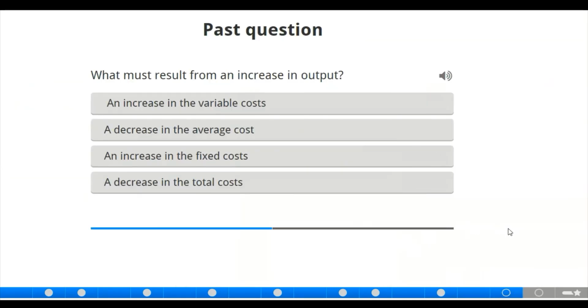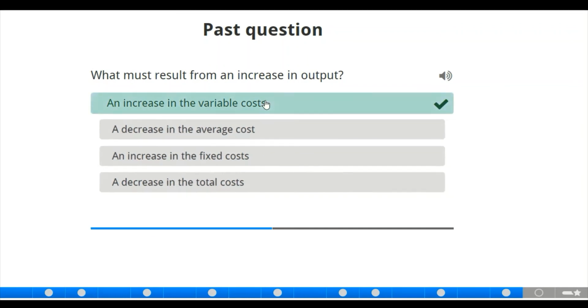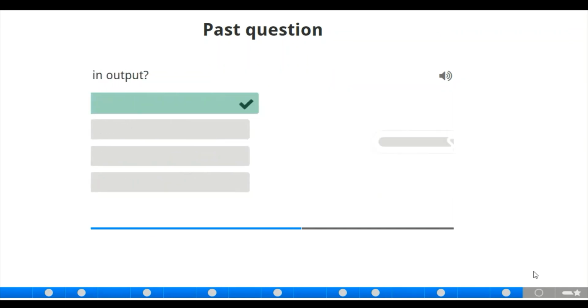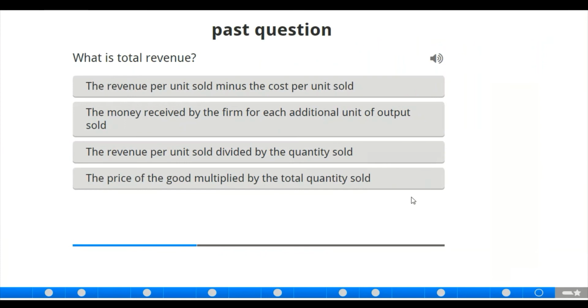We also have first question here. What must result from an increase in output? What do you think can result from an increase in output? Now we have an increase in the variable cost, a decrease in the average cost, an increase in the fixed cost, or a decrease in the total cost. Of course, if there is an increase in output, there will also be an increase in the variable cost of a firm. Now we got that right.